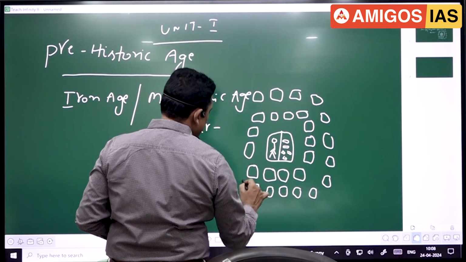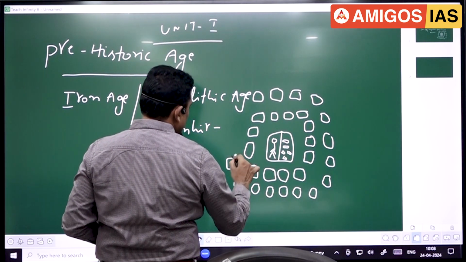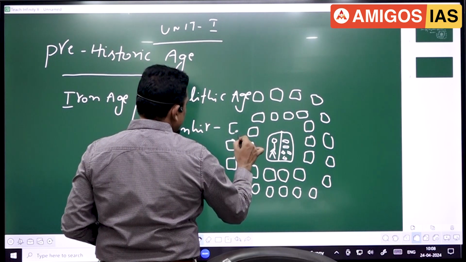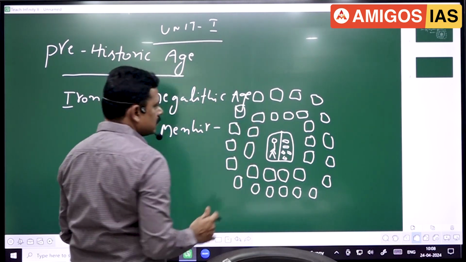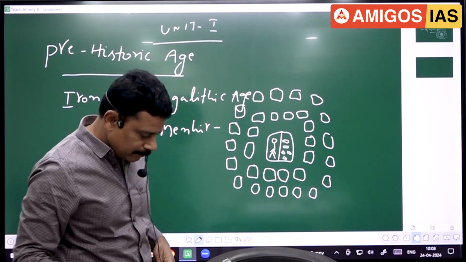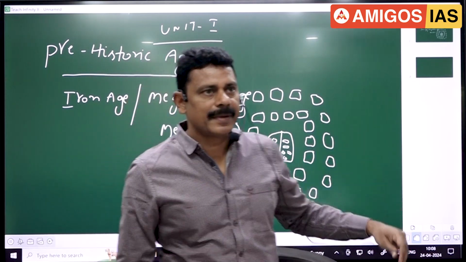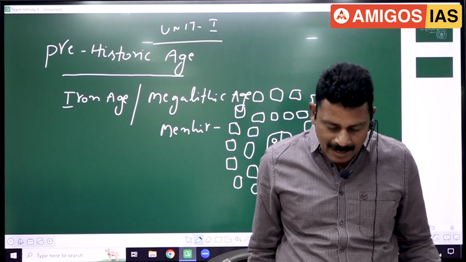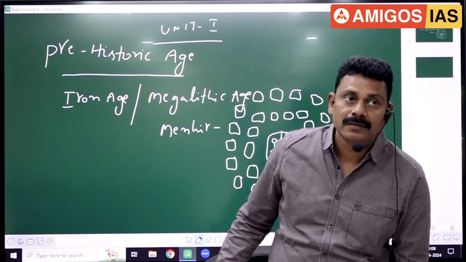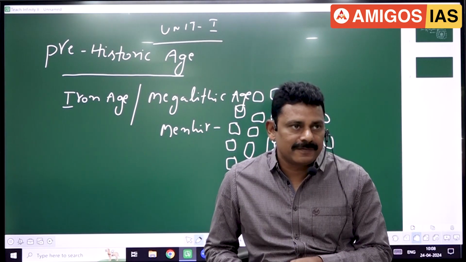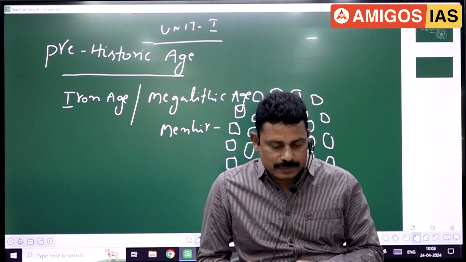The stones are very big in size. Because of the use of this kind of stones surrounding the grave, these people are called the megalithic people. So Menhir is one of the various types of graves.